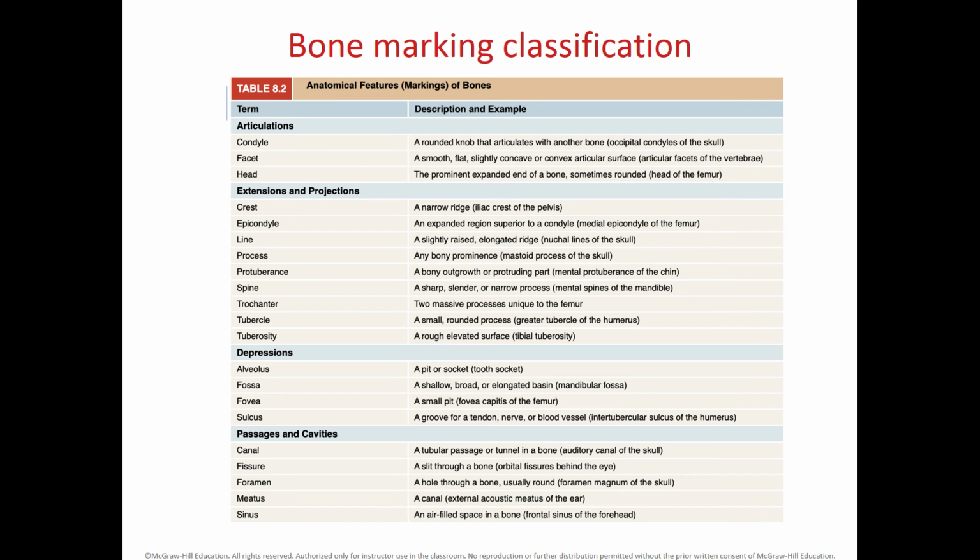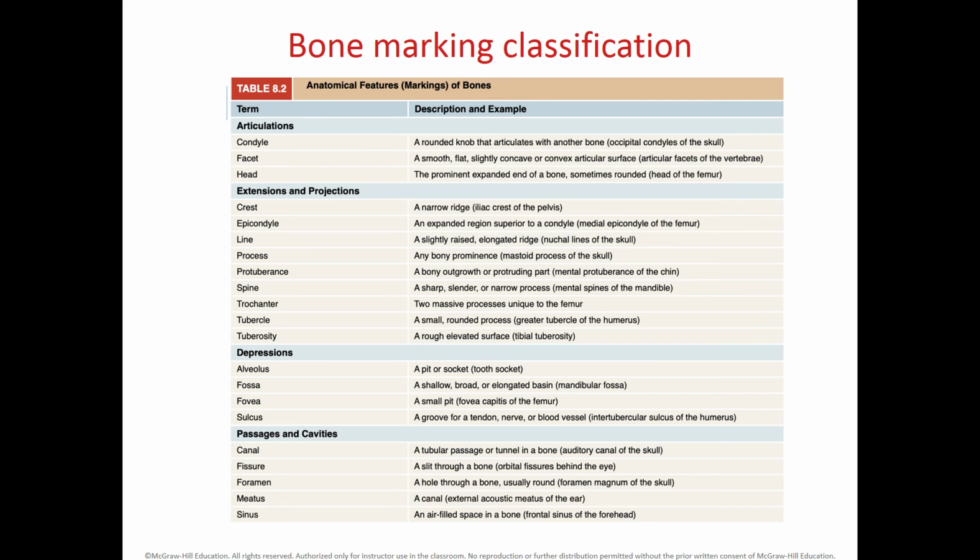Now within the depressions we have alveolus, which is a pit or a socket, like in the case of the tooth sockets. We also have shallow depressions that we call fossas, and this helps to connect to condyles. We also have foveas, which are small pits, so they are similar to the fossas, but very tiny. We can also have a depression like a sulcus, which is a groove for a tendon or a nerve or a blood vessel to pass.